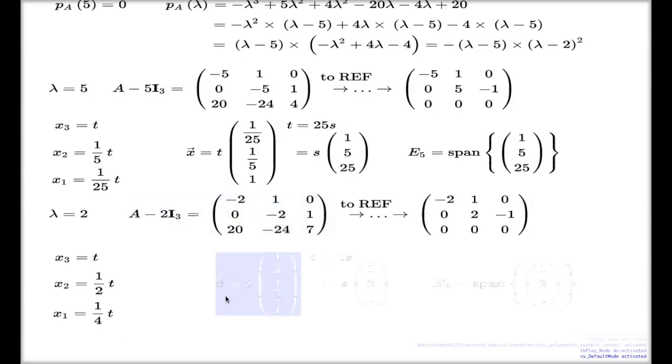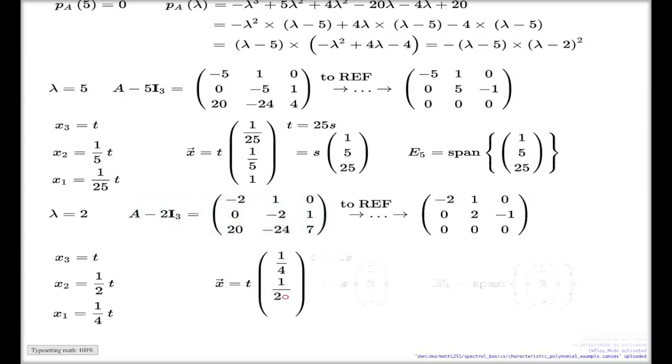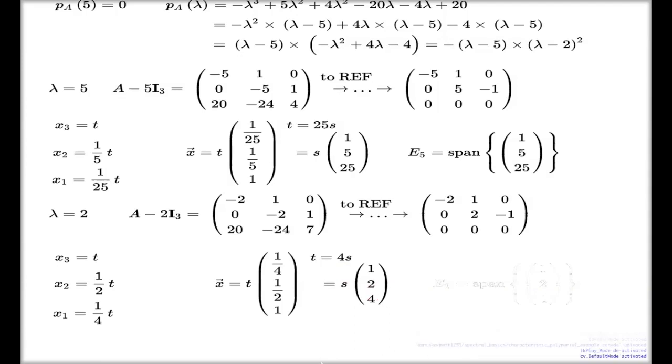If I put this in a vector form, it will be a vector like this. Again, if I just renormalize my parameter, it takes a simpler form: 1, 2, 4. And here's my associated eigenvector. The associated eigensubspace is the span of 1, 2, 4.